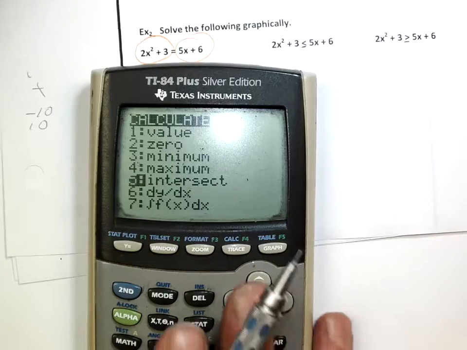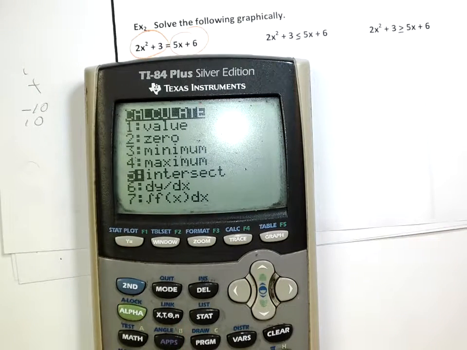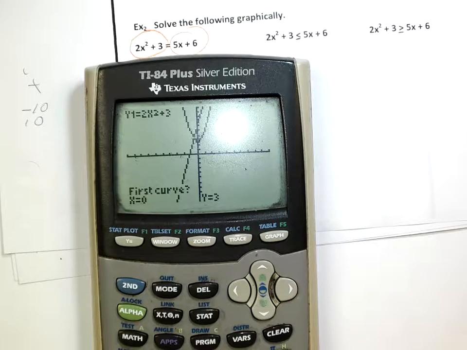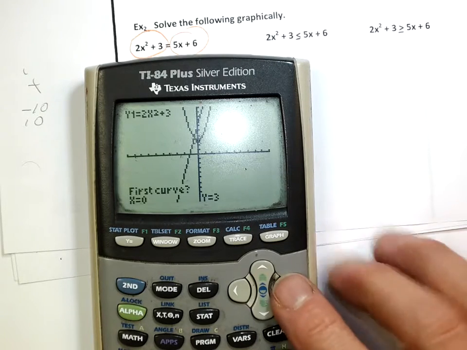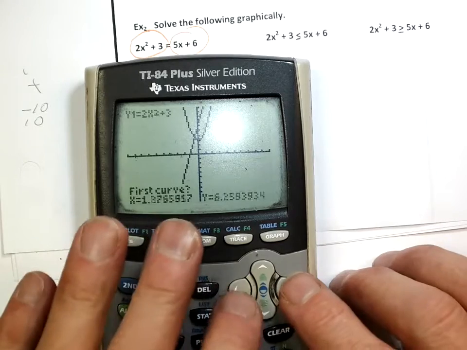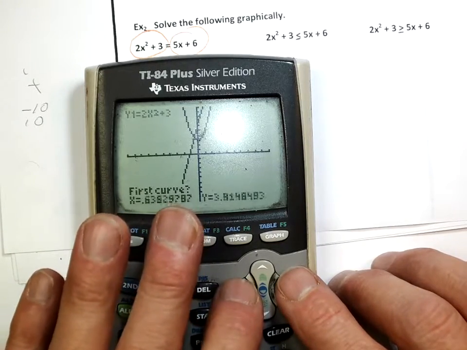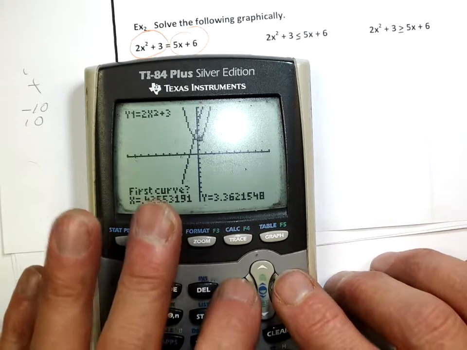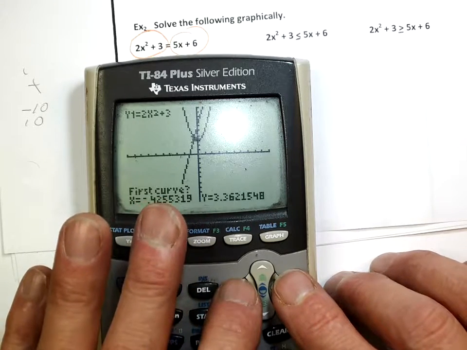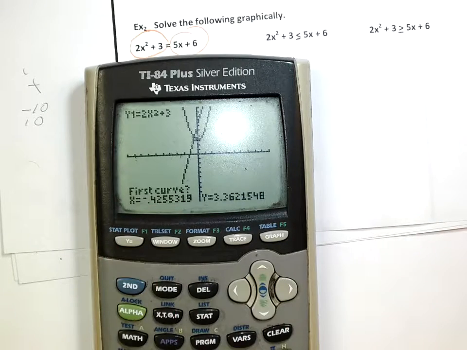I'll write this down on the board. I went to second calculate, and then I'm going to go to intersect. Push enter. Now it's going to ask me first curve, second curve. I have a little cursor on my back and forth arrow keys. I can move it around, but I really want to get it pretty close to my point of intersection. I think just about there. You guys okay? It's blinking. It's a cursor.